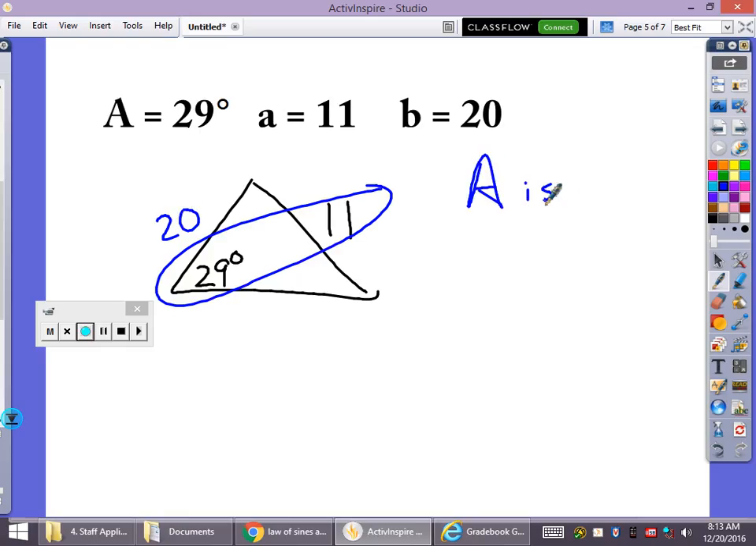The last case, A is acute, A being whatever angle is given. So if this said B, this said C, it doesn't matter. If it's partner, did I pick the wrong scenario? I picked the wrong scenario. Hold on.